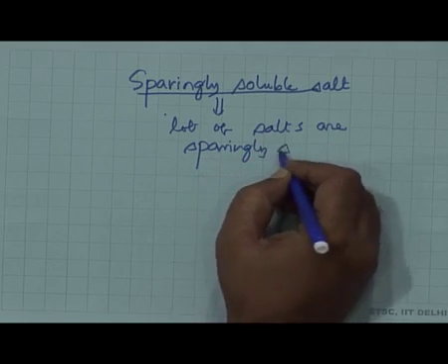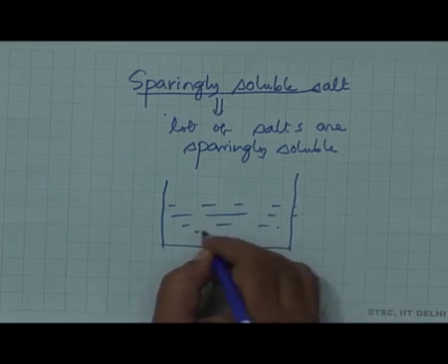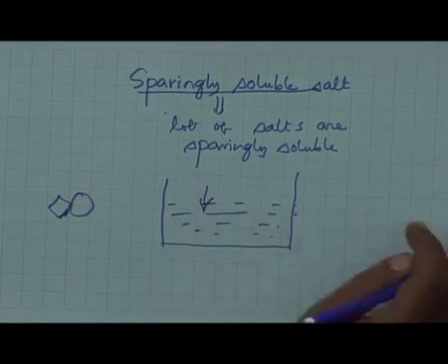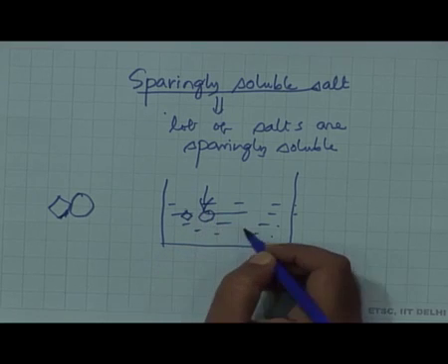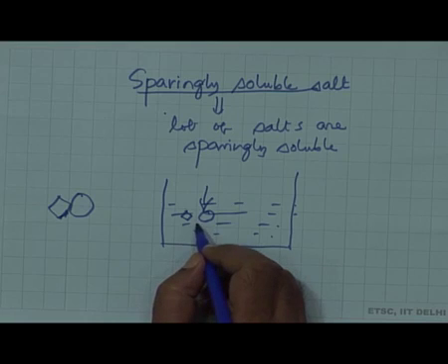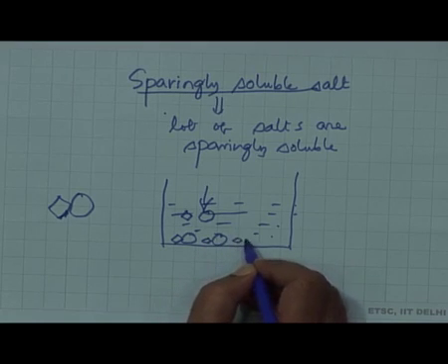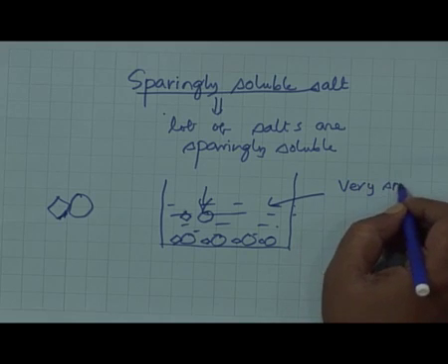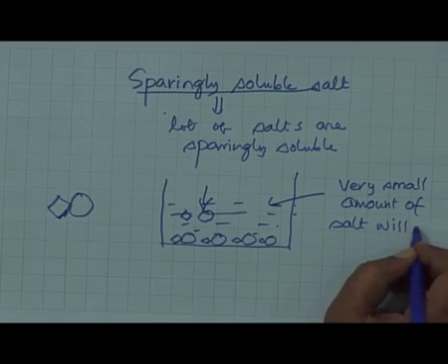Sparingly soluble. What does that mean? If we take water and we have a salt, with a positive charge and a negative charge, and I add it to water, initially a small amount will get solubilized, but on addition of more salt, it will start precipitating. So, a very small amount of salt will be in solution.